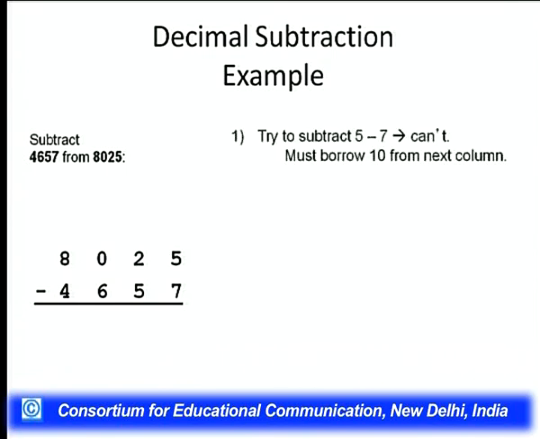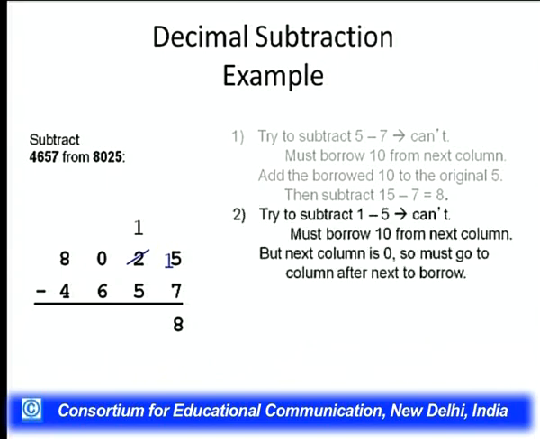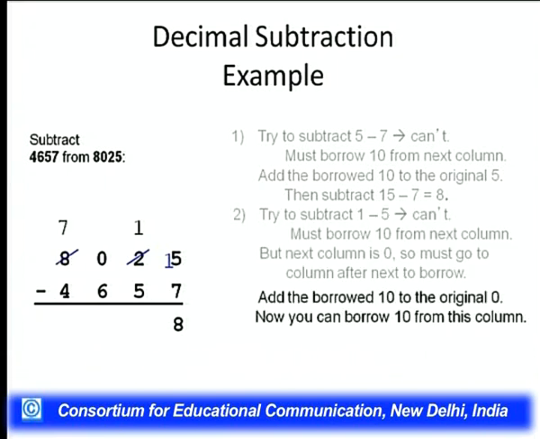So, we subtract 5 from 7, you can't. So, we must borrow 10 from the previous column. So, when you borrow 10 from the previous column, this number becomes 15. So, now you can do 15 minus 7. So, you get the answer as 8. Now, again in the previous column, it becomes 1 minus 7, which cannot be done. So, again you borrow 10 and similarly you get the answer, that is 11 minus 5. So, you get the answer.